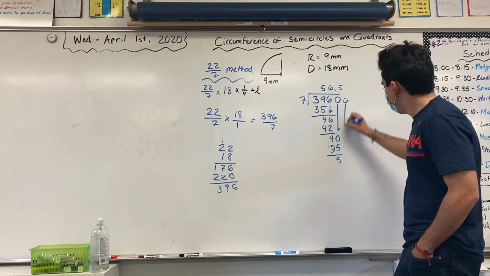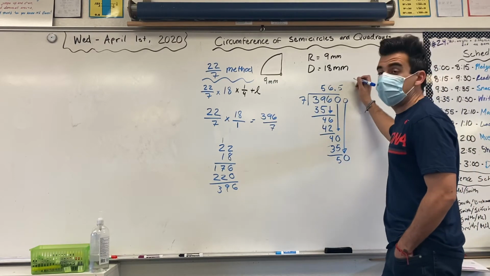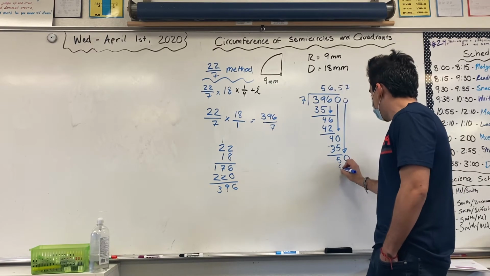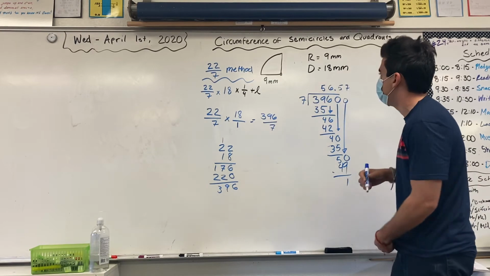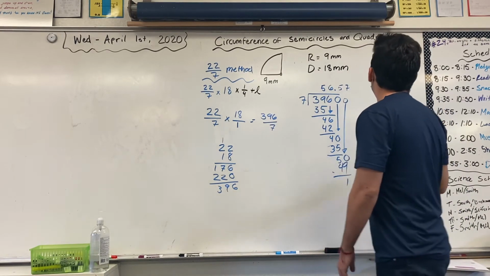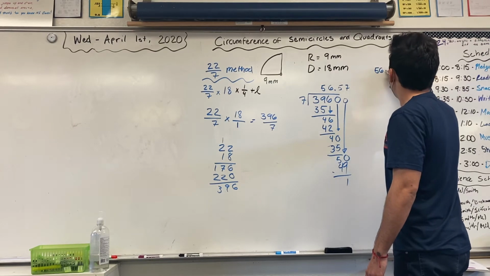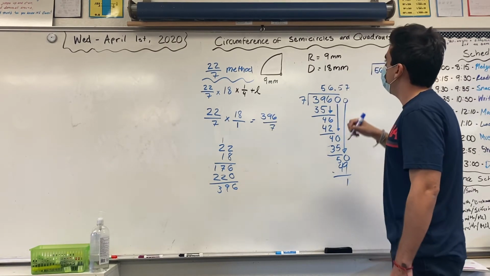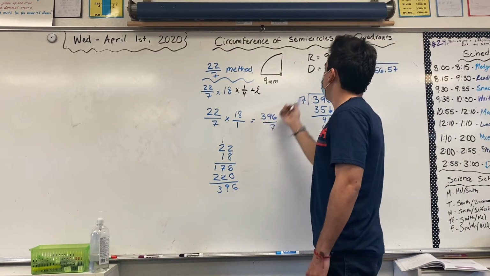Bring down another 0. And I get 50. 7 goes into 50 7 times. 7 times 7 is 49. But we're going to stop there because we are in the hundredths place. So now I have 56 and 57 hundredths. But that is the circumference of a full circle.